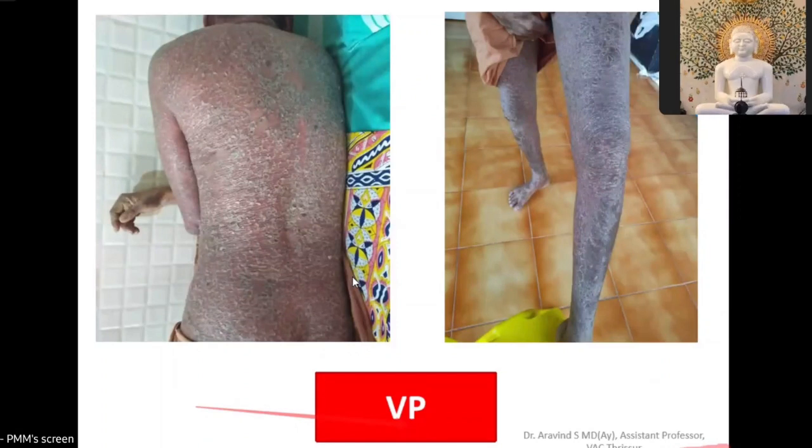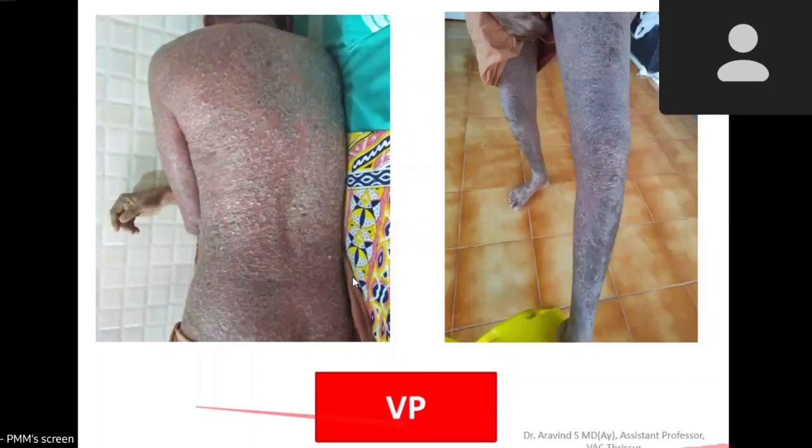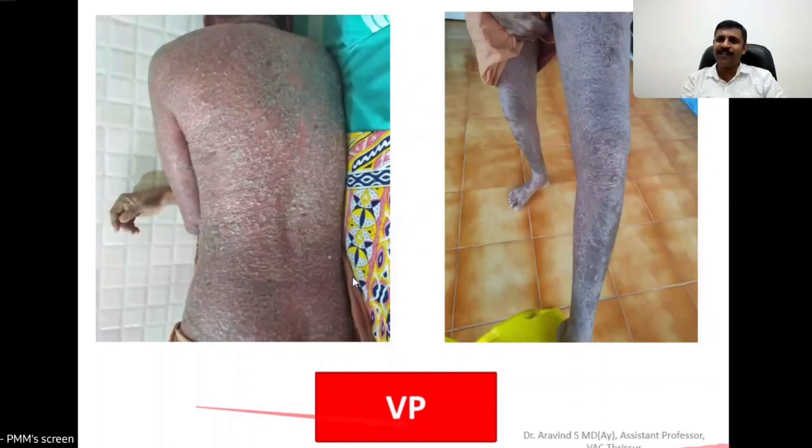Exfoliative psoriasis, or else erythrodermic psoriasis. And this is the erythrodermic psoriasis, which we have seen in the first slide. Severe, the whole body will get affected. And this is very rarely happening, and it is not easy to manage.